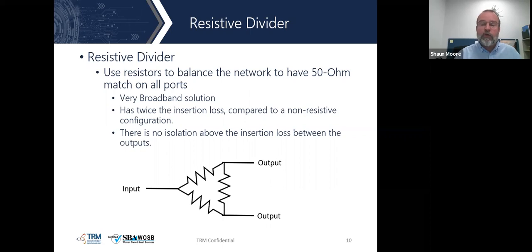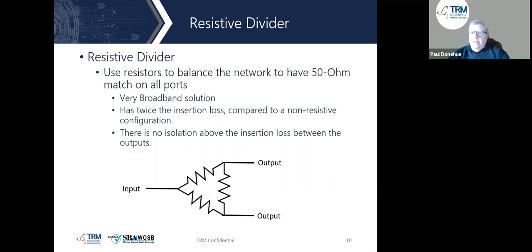Since this is a symmetrical resistive network, any one input can be any one output, and therefore there's 6 dB worth of insertion loss between the outputs as well. So it has limited applications, as far as what can tolerate that much additional insertion loss. Also, parts where we really don't care about isolation, that's where this could be used. It is extremely broadband, like I mentioned before. This will work right down to DC, right on through very high microwave frequencies.